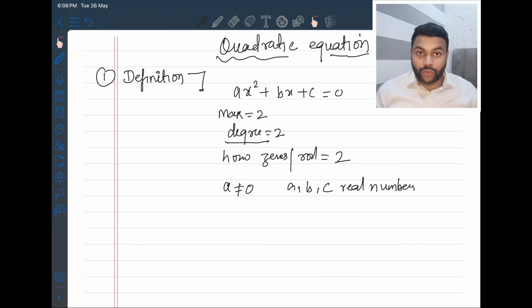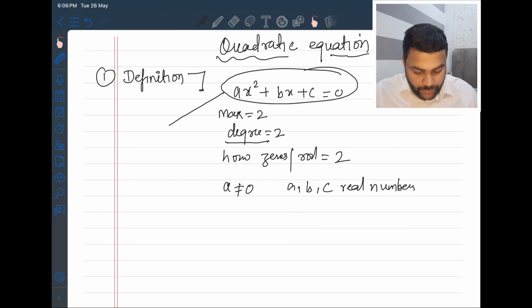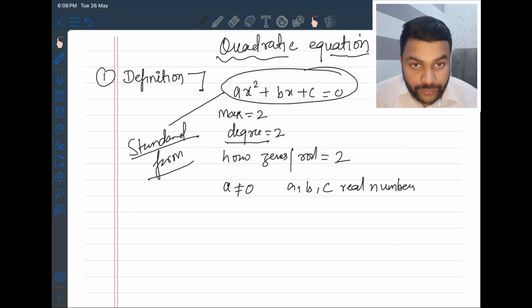Okay, so let's move on to the next thing. So this is the standard form of a quadratic equation. Why is this quadratic? Because it has maximum power 2. If an equation has degree 2, then it is known as a quadratic equation.